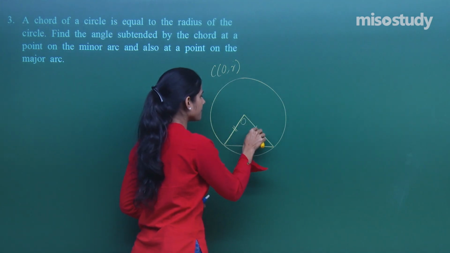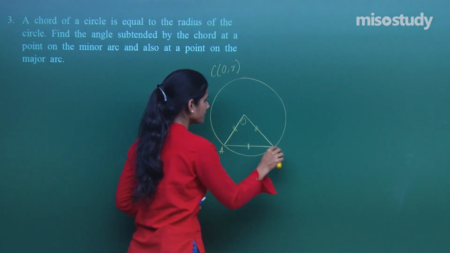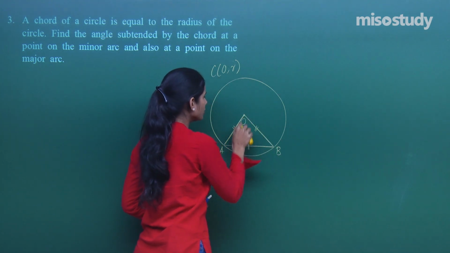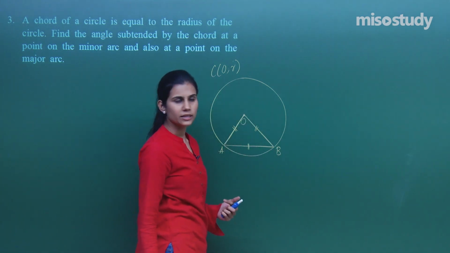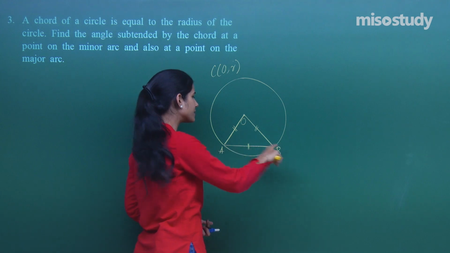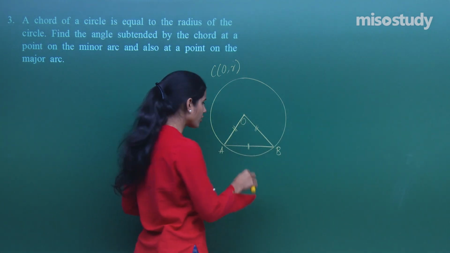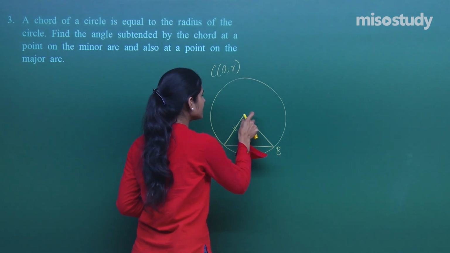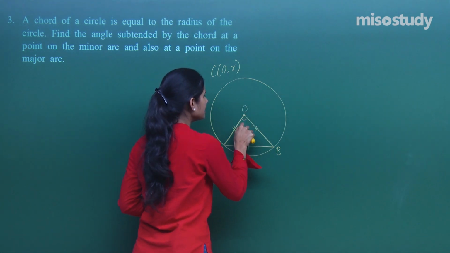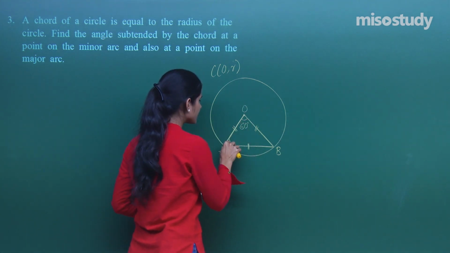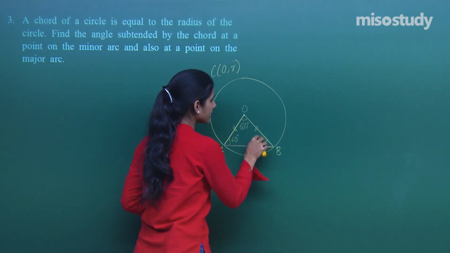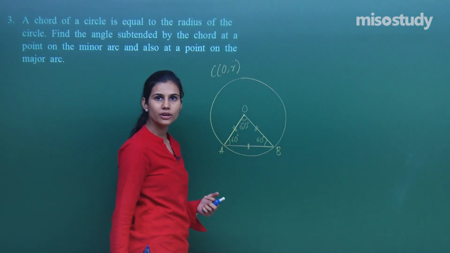Fine, so this is same as this is same as this. This is my chord AB whose length is equal to the radius, which is OA or OB. OA is the radius, OB is the radius, and AB is the chord whose length is equal to the radius. Clearly it makes this triangle an equilateral triangle. So each angle in this triangle is of 60 degrees. So this angle is of 60 degrees, this angle is of 60 degrees, this angle is of 60 degrees because it is an equilateral triangle.